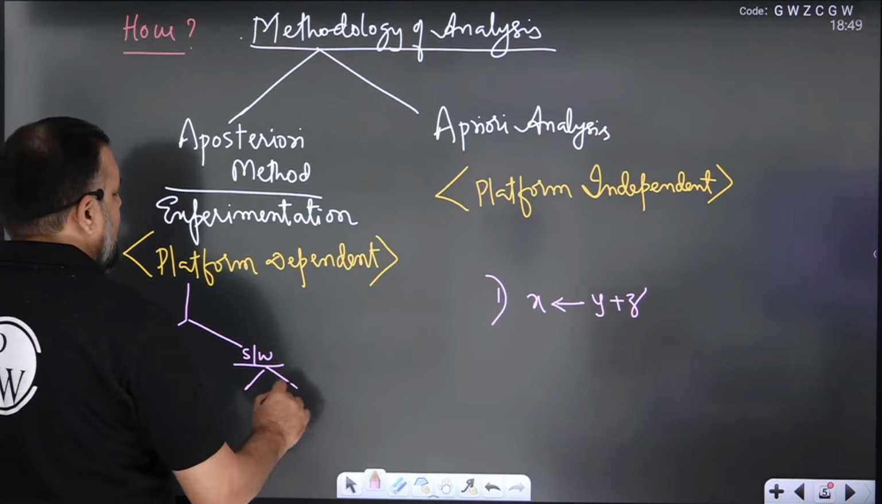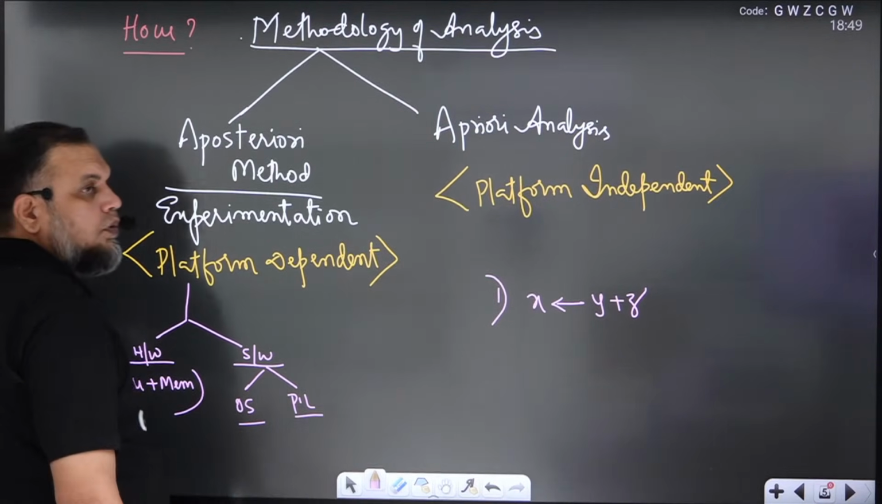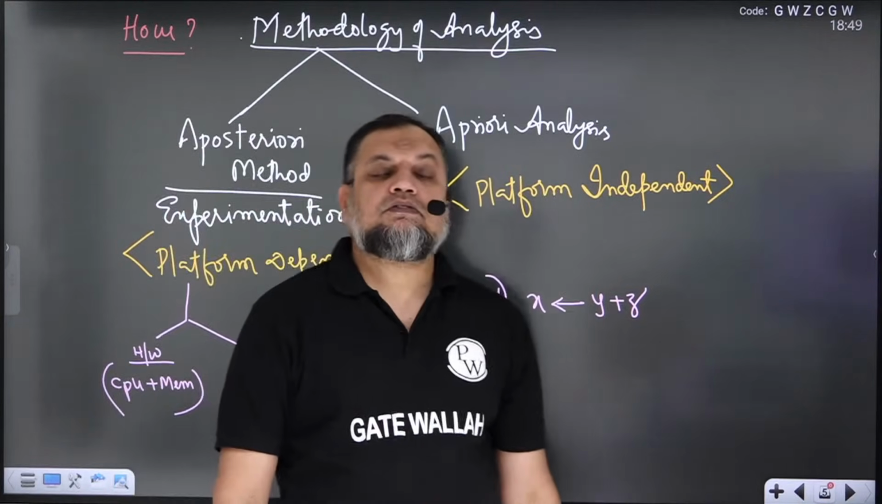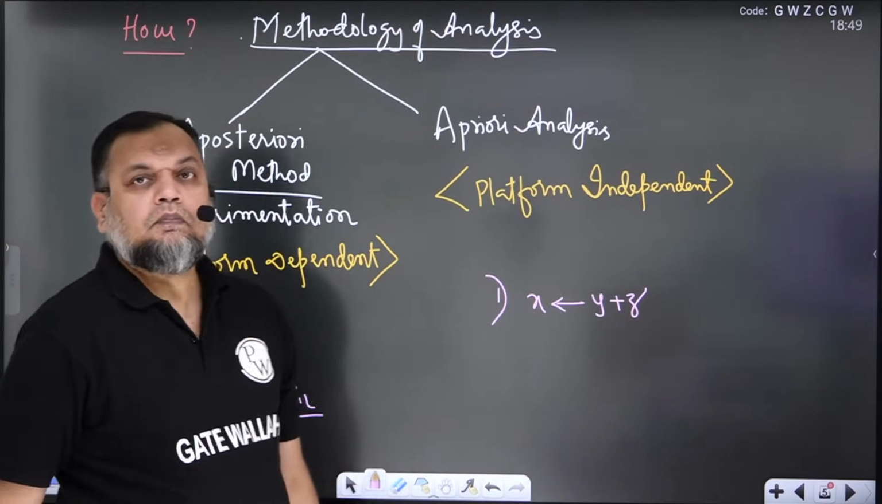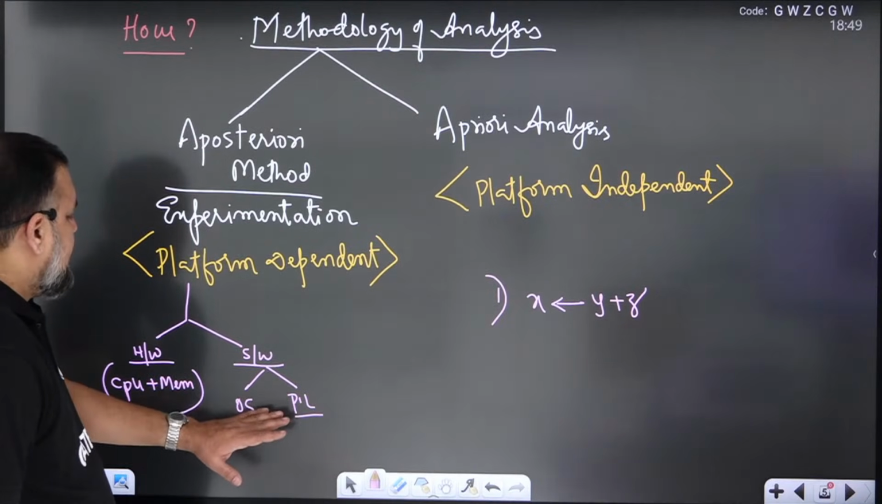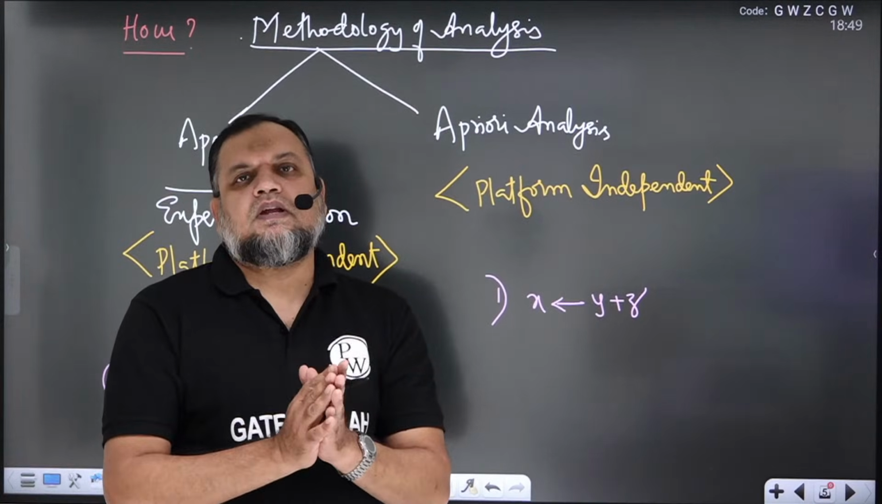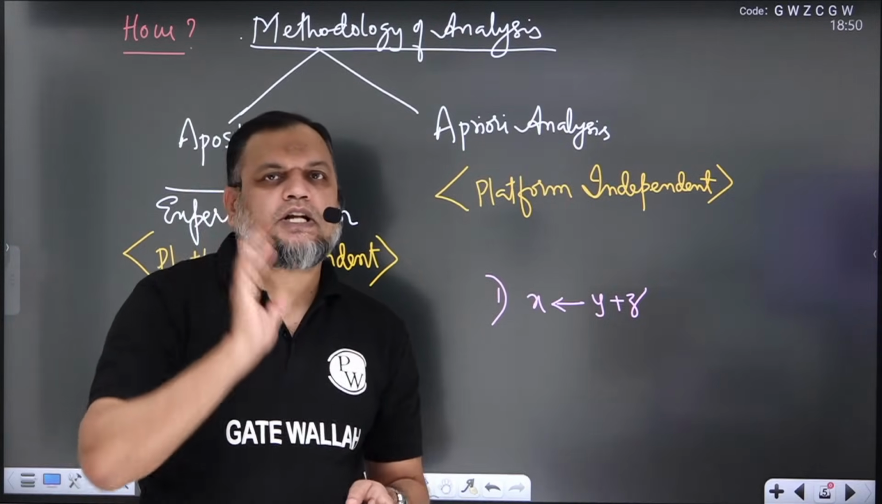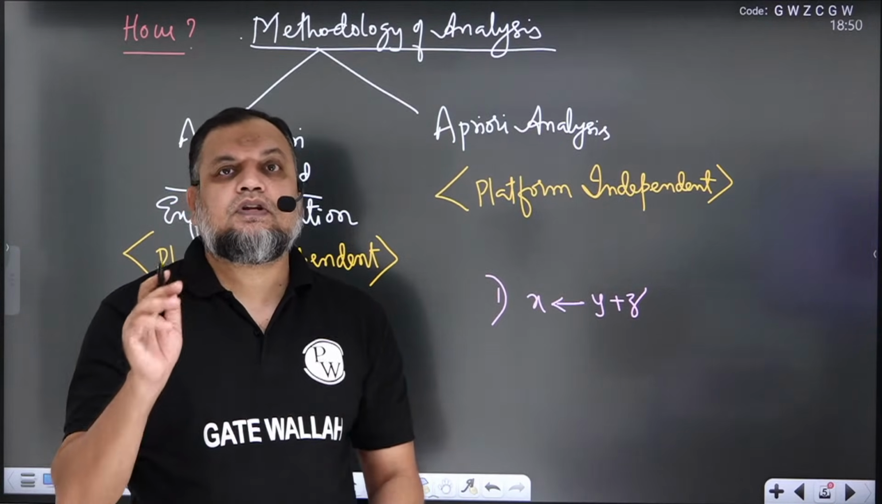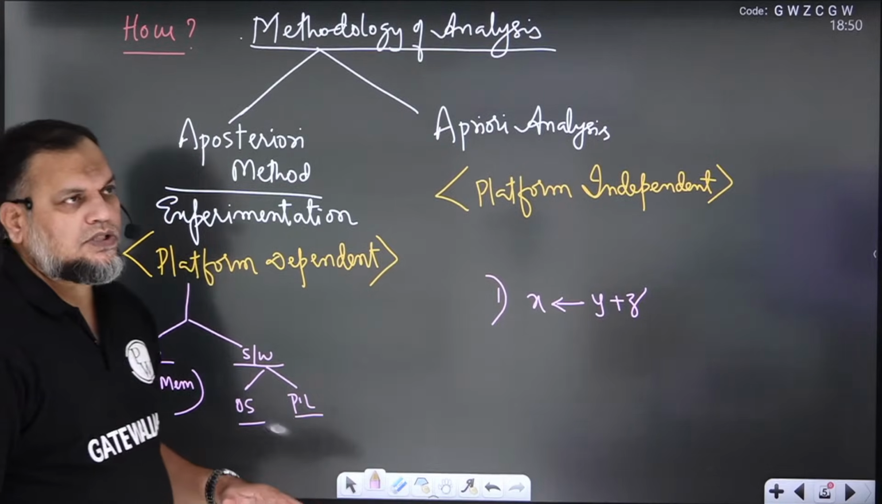Software is again divided into two parts, operating system and programming language. The programming language is going to affect the time, is going to affect the efficiency. So if you implement your algorithm using some language and use some operating system, run it on the machine and determine how much time is taken, such type of analysis is called a posteriori analysis. That is why it is called platform dependent analysis.